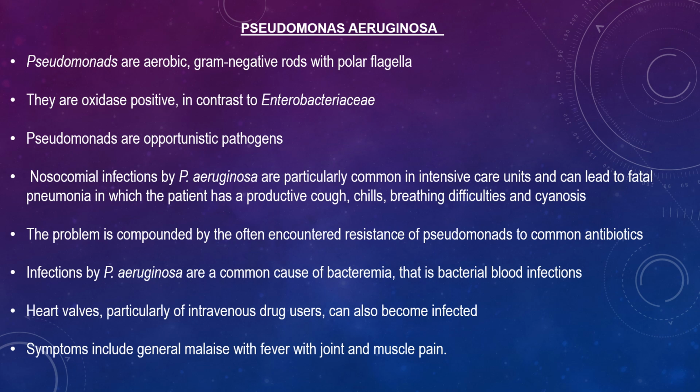Infections by P. aeruginosa are a common cause of bacteremia. This is bacterial blood infection. Heart valves, particularly in intravenous drug users, can also be infected. Symptoms include general malaise with fever, joint and muscle pain.